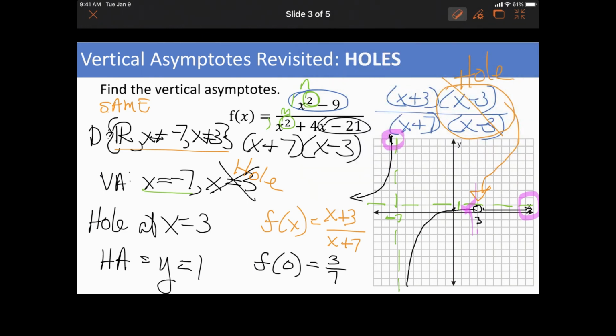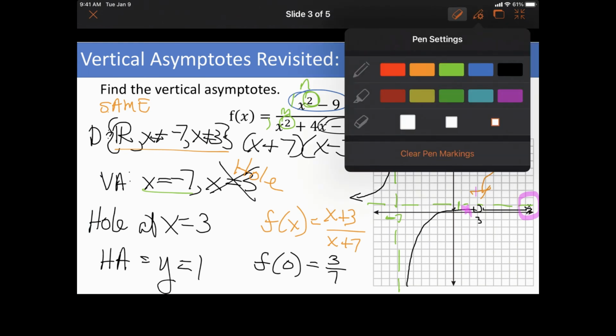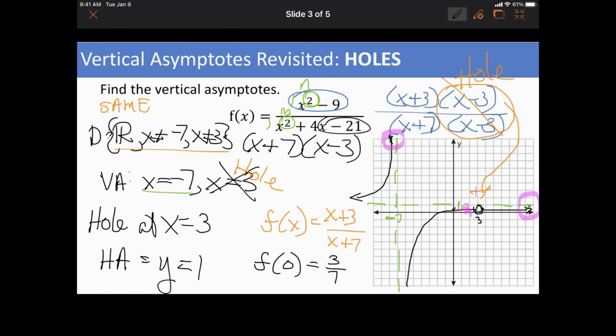So a hole is just a hole that does not continue, that does not just wrap the way the road is going or the function is moving. It's still going this way. It didn't change directions. It just has a hole. It kind of has to jump over it and then keep going, right? So hole, not an asymptote. It's where you can cancel out or simplify out a factor in the numerator and the denominator.